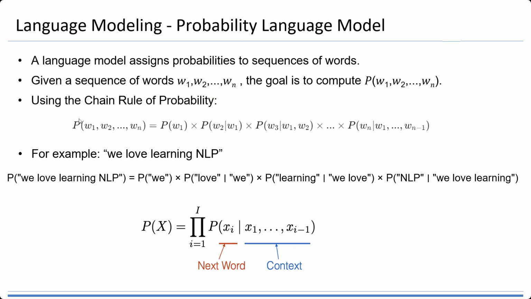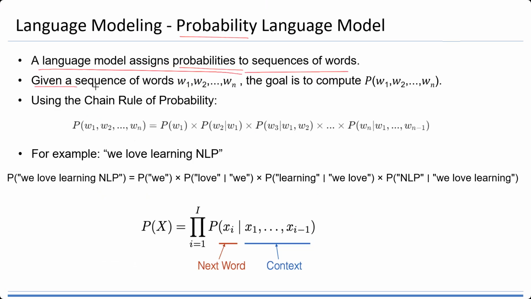So we are going to learn the probability language model. What does it mean by the probability language model? We call it the probability because it is based on probabilities. So a language model assigns probability to a sequence of words.